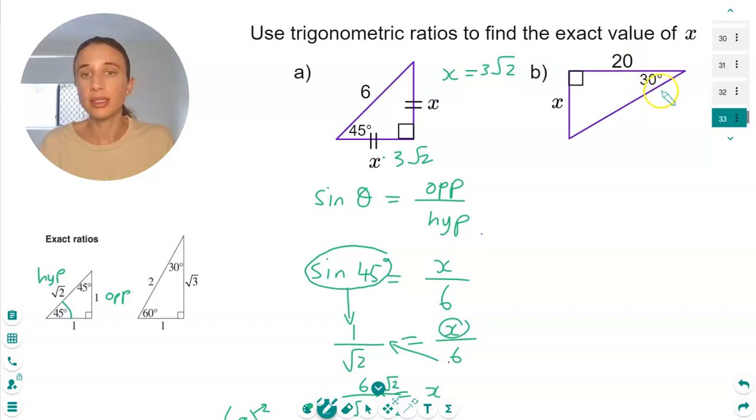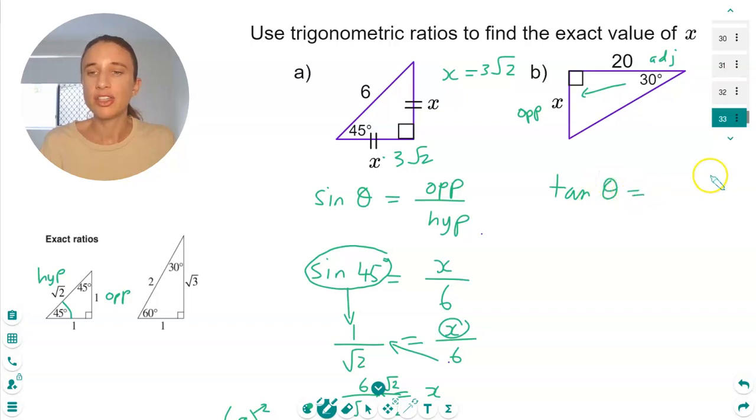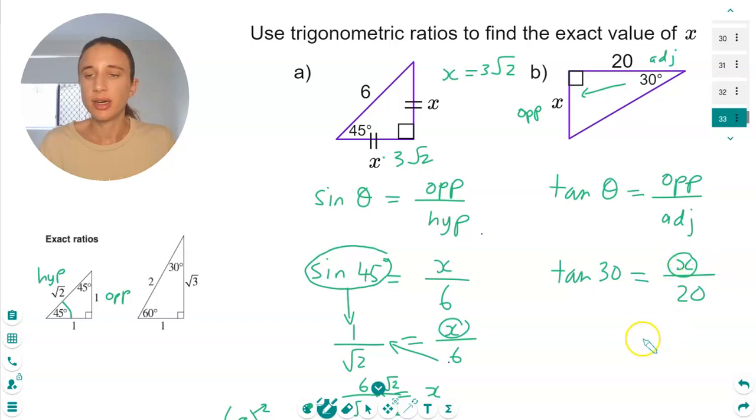Let's try and write a trig equation that would link this angle with these two sides. Now we can see that we're given the opposite and we're given the adjacent. Remember that the hypotenuse is always opposite the right angle if you get confused. So opposite and adjacent, that means we're going to be using the tan ratio. Tan, and let's just substitute in our values. The angle is 30. The opposite side is x, the adjacent is 20. Now let's rearrange for our unknown value.